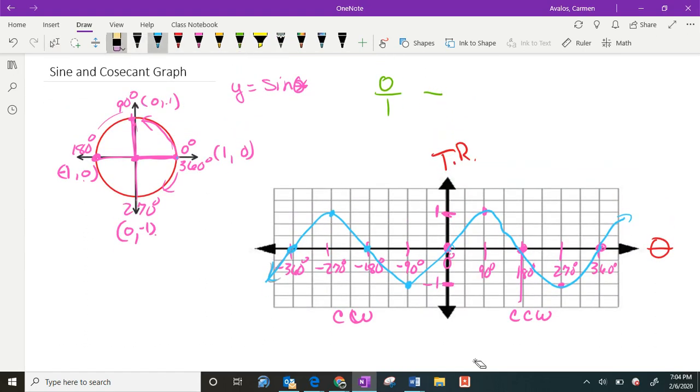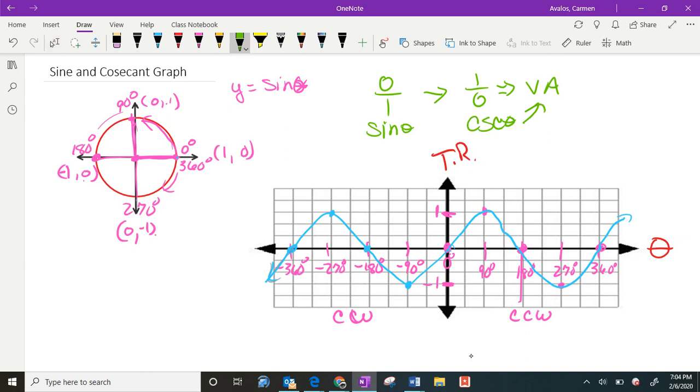The reciprocal of 0 over 1 is going to be 1 over 0. You can never divide by 0. Anytime you have 0 in the denominator, it will always equal a vertical asymptote. So wherever sine is 0, this is where sine is 0, that means that the cosecant is going to have a vertical asymptote.